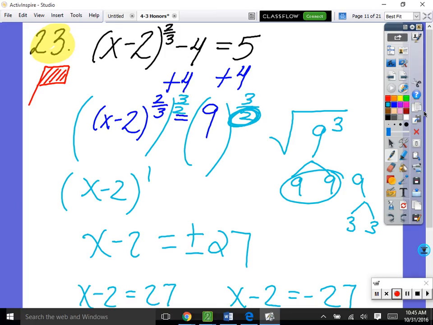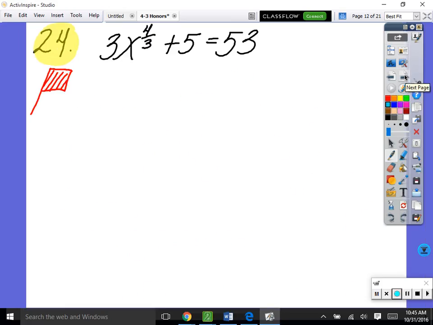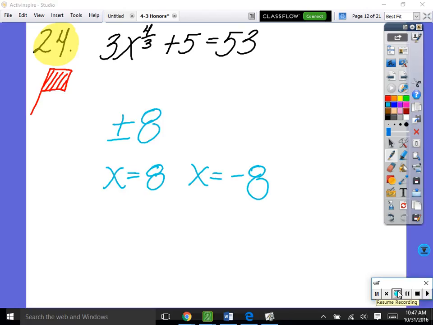Do I need to go through how to plug those in, or do you feel good about that? Plugging them back into the original and calculating it? Okay, so you guys do 24. And then that'll be it till lunch, and then we'll come back and keep going. X is equal to 8 and negative 8. We all got there? Okay, you guys can go to lunch.